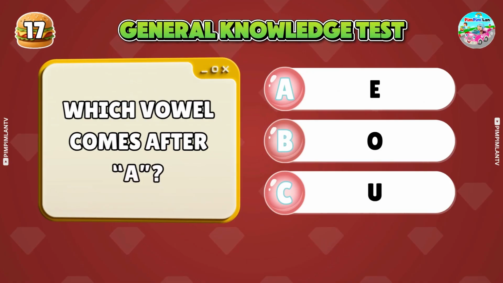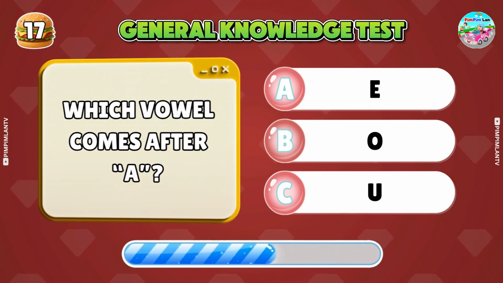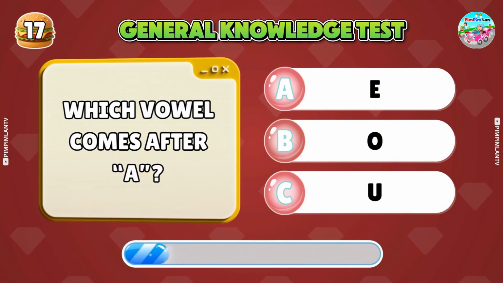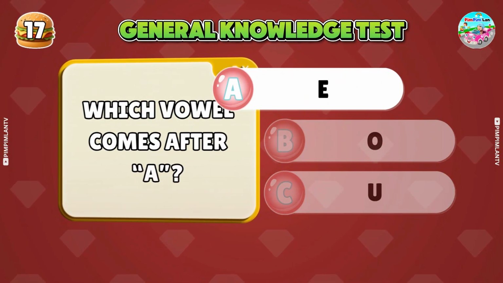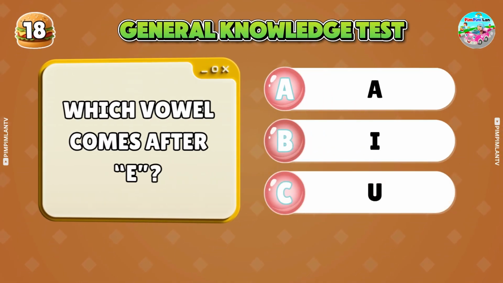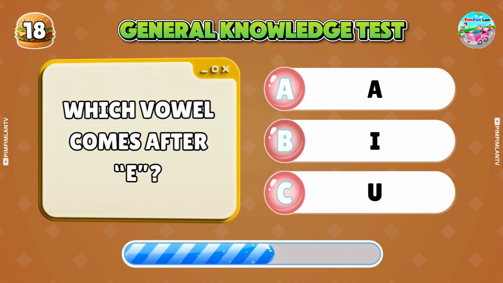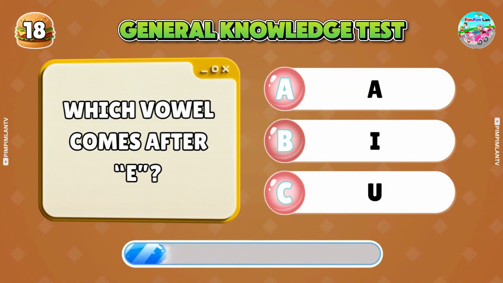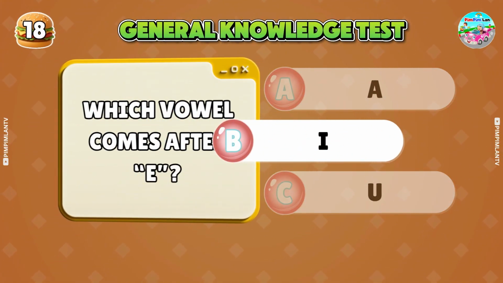Which vowel comes after A? Good job, E follows A every time. Which vowel comes after E? That's it, I comes right after E.